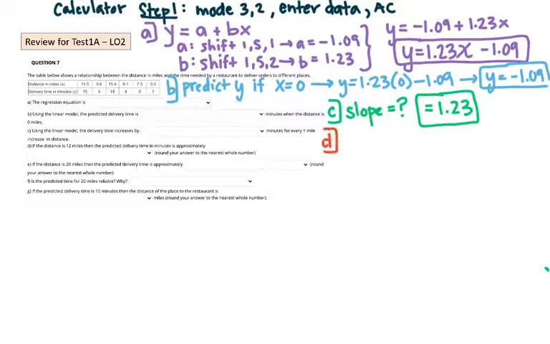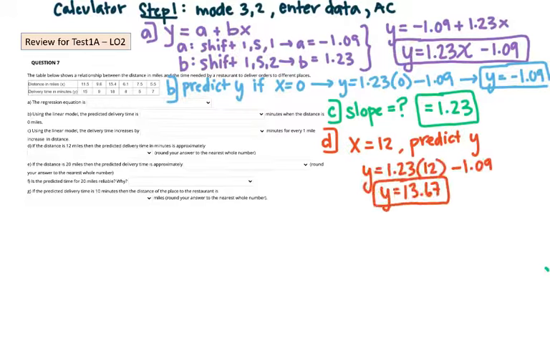Okay, D is saying if the distance is 12, predict the delivery time. They're saying if x equals 12, predict y. So I'm going to replace x equals 12 into my regression equation and see what happens to y. So I get that y in that case would be 13.67. So what that means is if I live 12 miles away from the restaurant, I can predict the delivery time will take about 13.67 minutes.